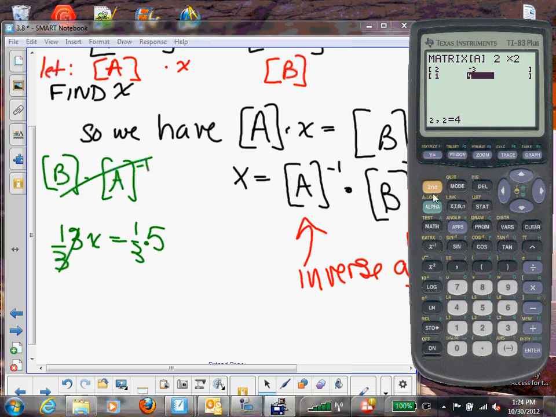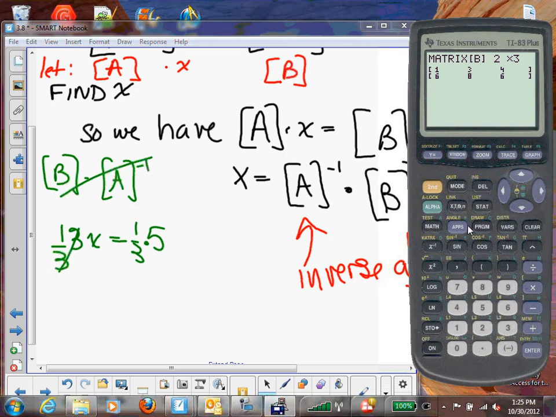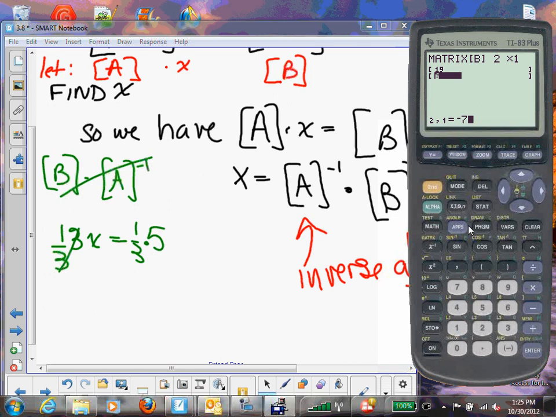Okay, and let's change B. So cursor over to B, edit, go down to B and hit enter. And what is that one? It's a 2 by 1. Okay, and what are the dimensions on that one? Negative 7. So you know where your negative button is versus your minus sign, right? Make sure you're using your negative button, not your minus sign, as you're inputting a negative value.